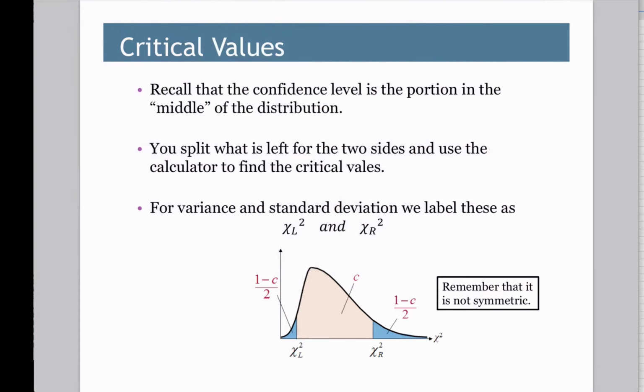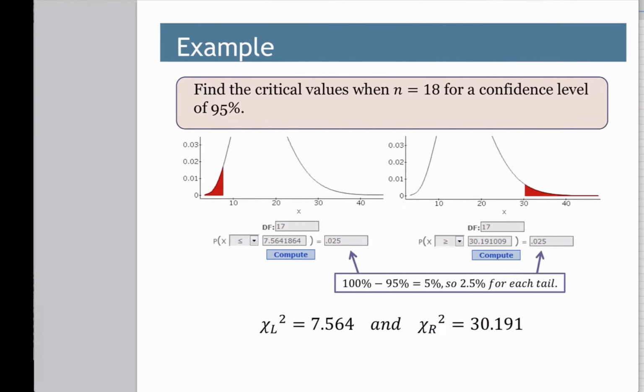So if I'm thinking of a 90% confidence interval, 90% goes in the middle. What's left? 10%. So if I split that in half, that would be 0.05 or 5% on that side, right? And we do have to look them up on both sides because it is not symmetric.